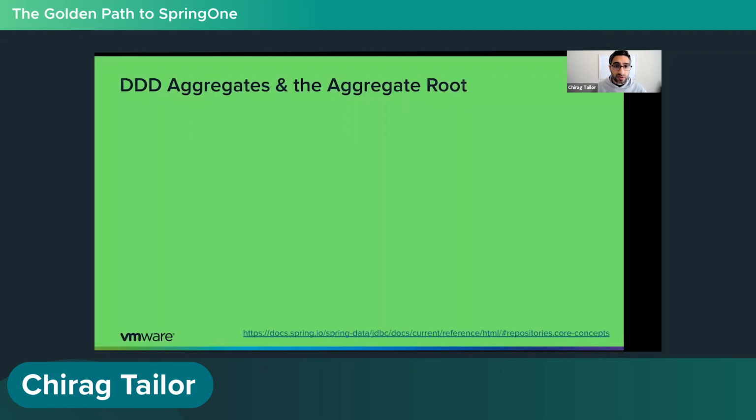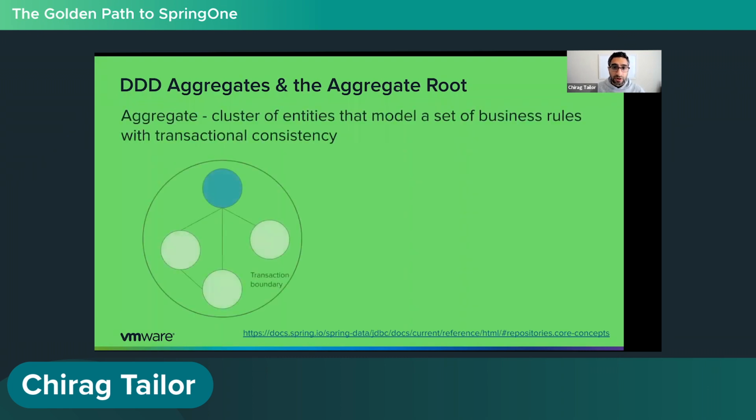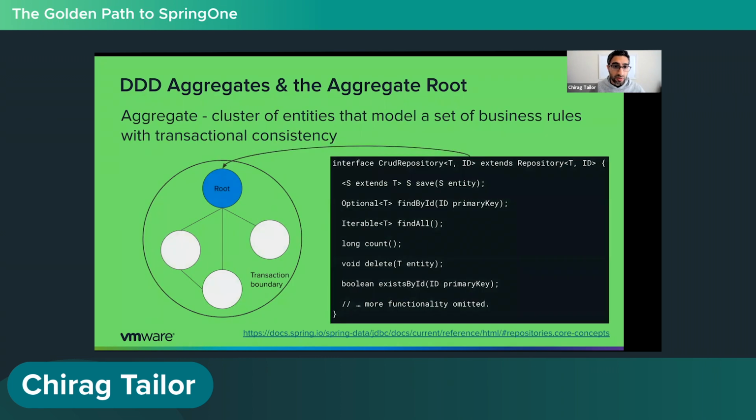With Spring Data JDBC, all data access operations are organized around the domain-driven design concept of an aggregate. An aggregate is a cluster of entities that model a set of business rules with transactional consistency. That is, all changes to the aggregate must be atomic and always produce an aggregate whose state is immediately consistent with all the business rules which it models. The single point of entry to the aggregate through which all these changes are made is referred to as the aggregate root, and Spring Data JDBC provides a repository implementation for each aggregate root to persist the changes to the database.